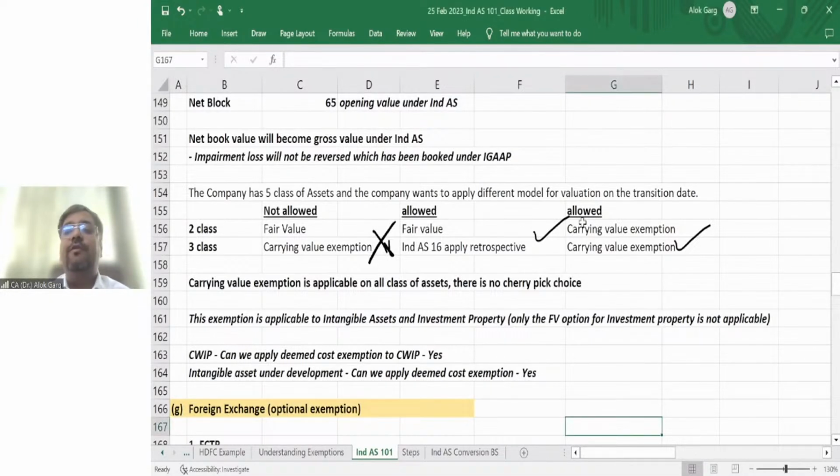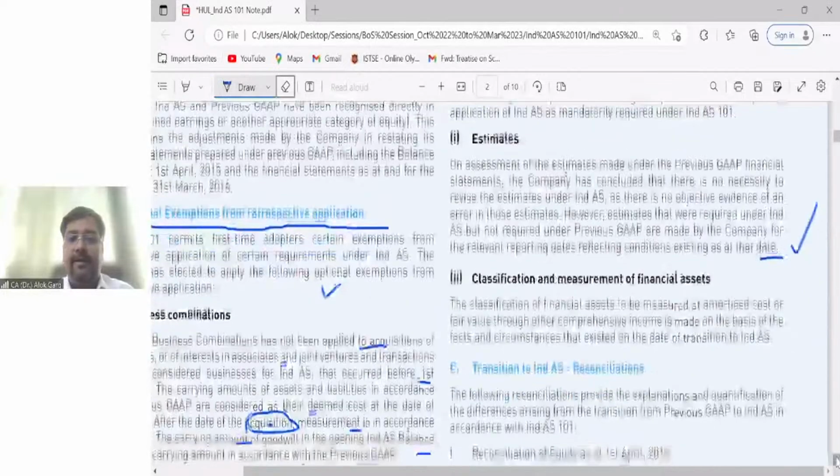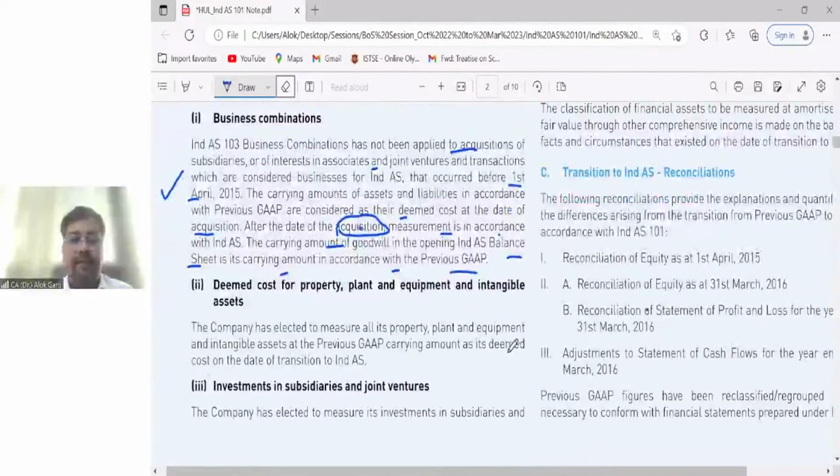Fair value is not permitted on investment property. In that case, either retrospective requirement of Ind AS 40 or taking the deemed cost exemption, right? For all the investment property, the company has taken deemed cost exemption. Now let me show you the Hindustan Unilever annual report, and here you can see this deemed cost exemption for PP and intangible asset. Please look at this deemed cost exemption. The company has elected to measure all its PP and intangible asset at the previous GAAP carrying amount as its deemed cost on the date of transition to Ind AS, right? Hindustan Unilever has also done that.